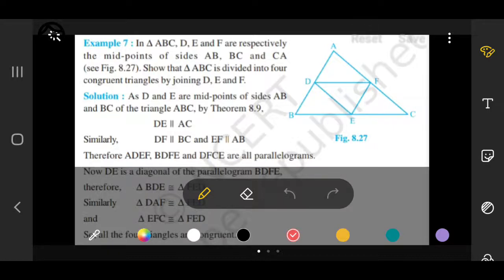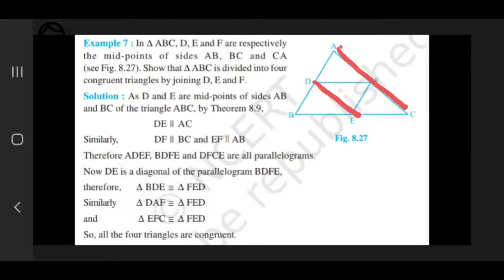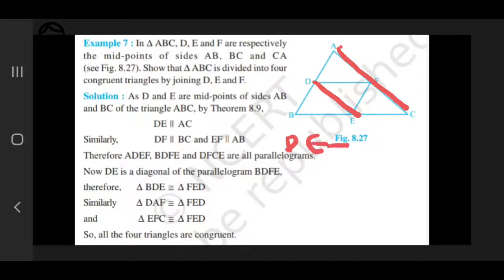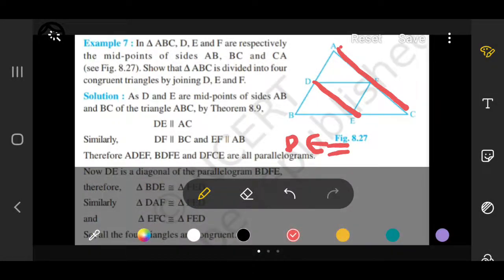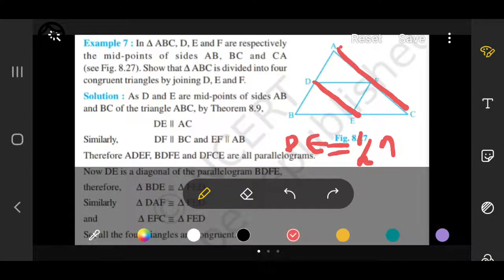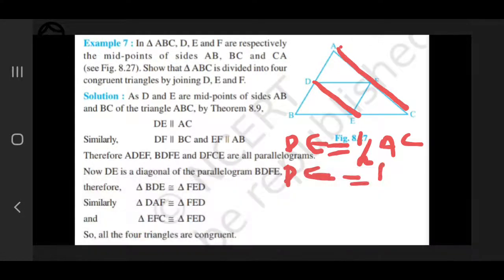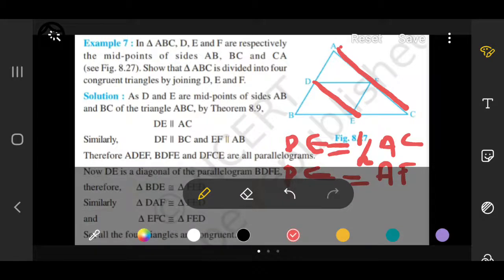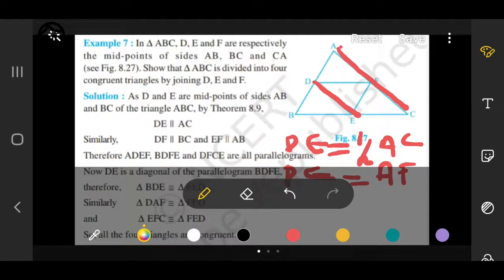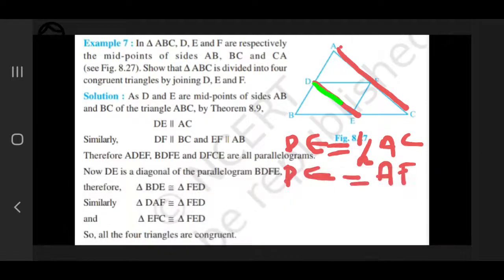Then this DE is parallel to FC, and this DE is parallel to AF. DE is equal to half of AC. So DE equals half of AC, which equals AF. Then DE equals AF. So here we can tell DE equals AF.